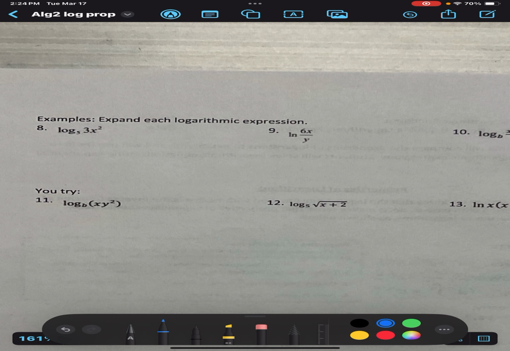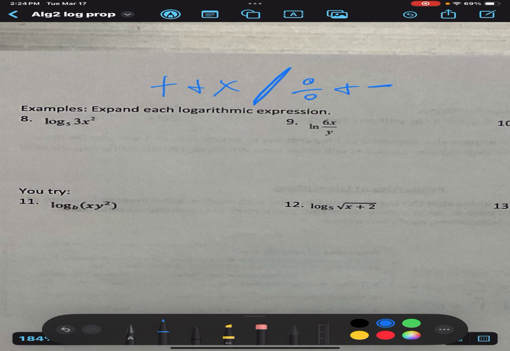Now, expanding. Again, remember your rules. Plus and multiply, divide and subtract. So now, I'm giving everything its own log. So, everything gets its own log except the powers. So, this will be log 5, 3 plus 2 log x. Next one, ln 6 plus ln x minus ln y.